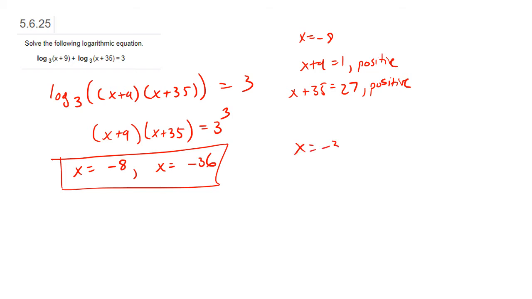However, if x equals negative 36, well then, x plus 9 is definitely negative. So that's not going to be a solution. Our only solution is x equals negative 8.